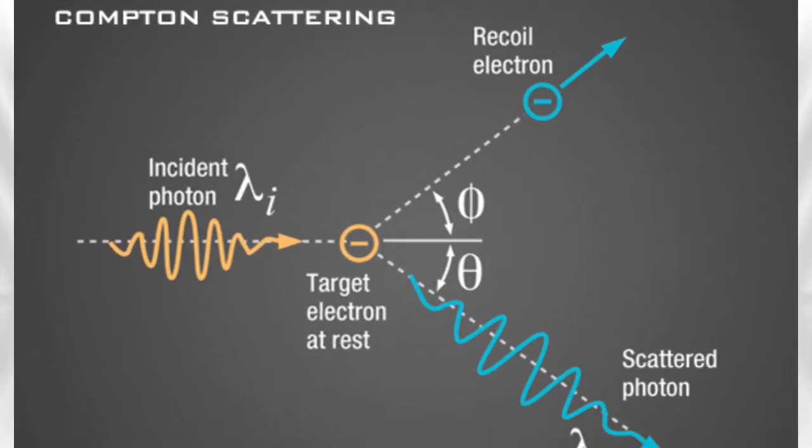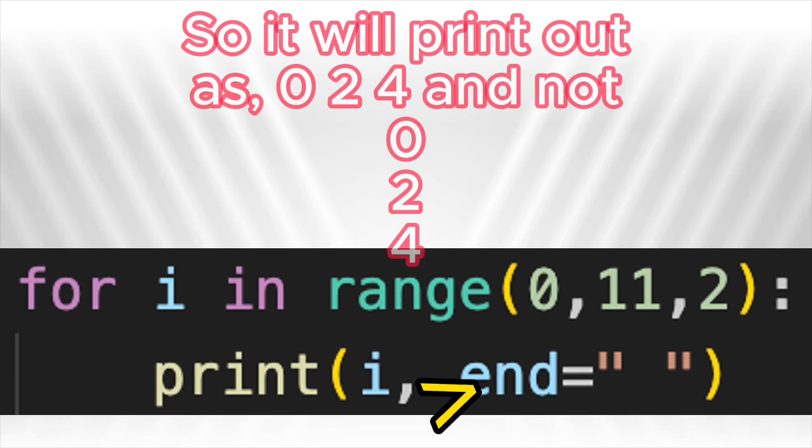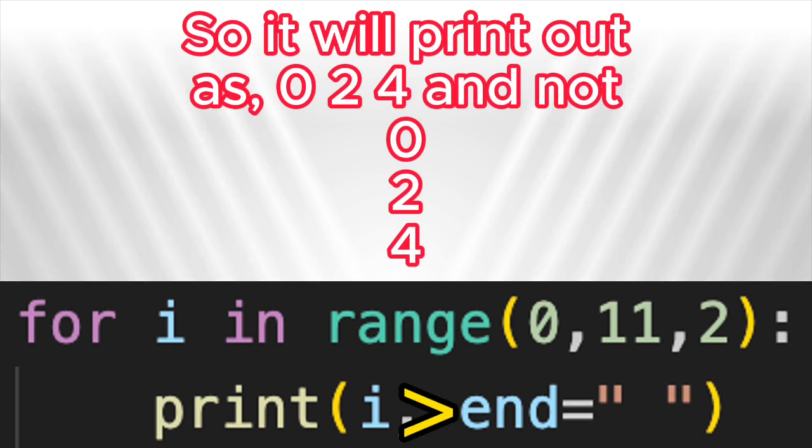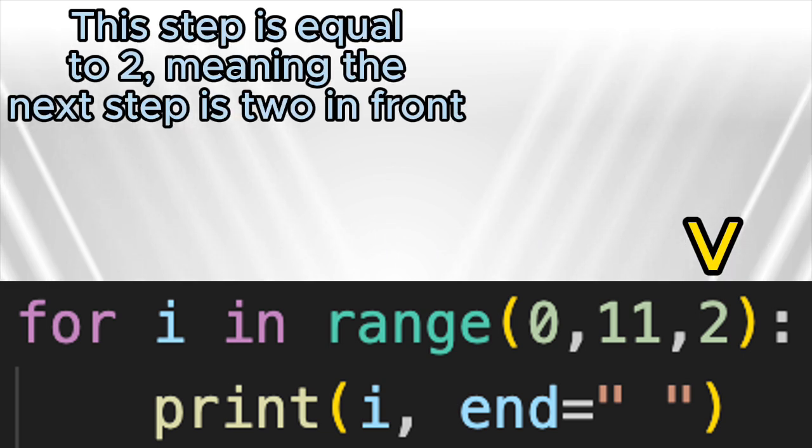As always, I will start off with the basics before going into the more complicated side of things. This is the most basic example where i is a placeholder for a number. We start off at 0, so i is 0. It is then printed out. The end equals spacebar part just means that when it is printed out, it leaves a gap next to it for the next iteration. Then i becomes 2. It does not become 1, as 2 on the end of the range function tells it to iterate in 2's. That is the step value.